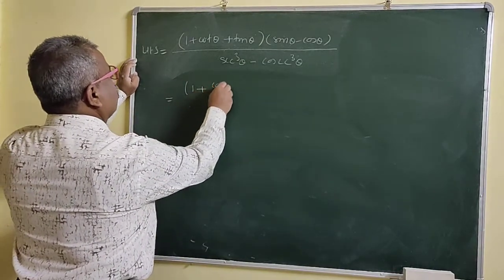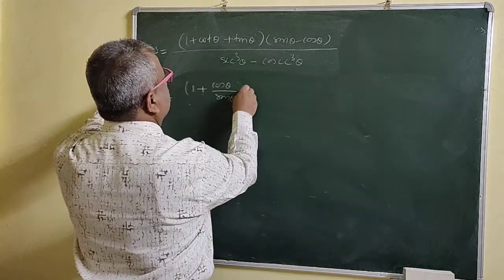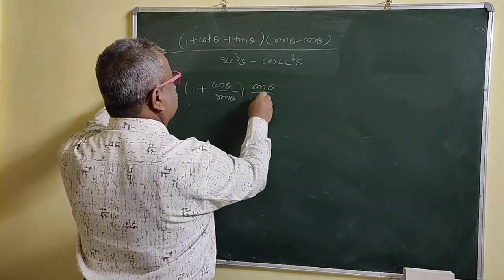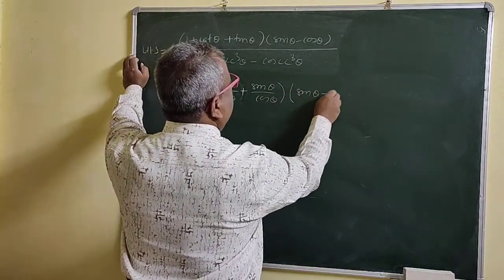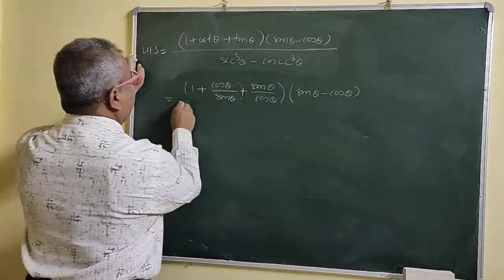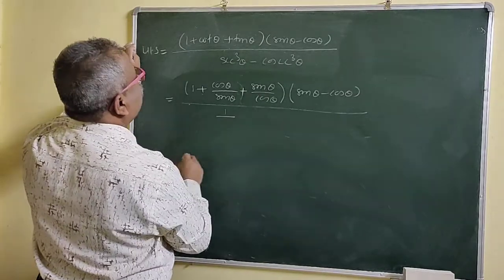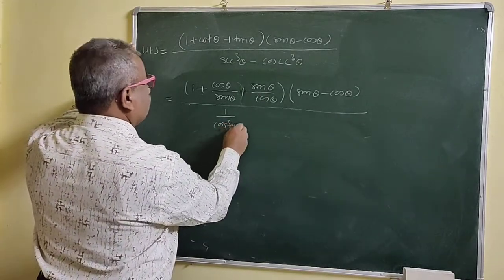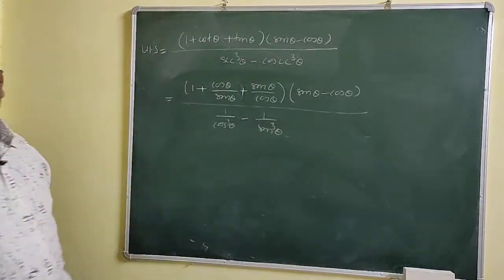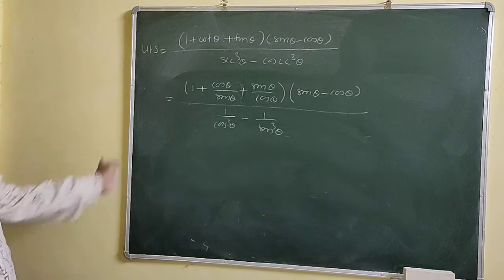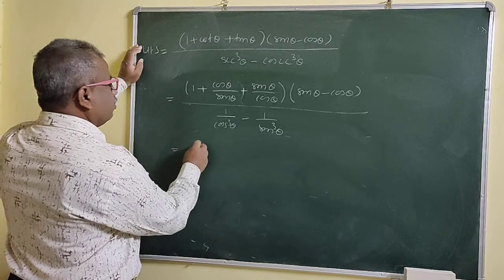1 plus cos theta upon sin theta plus sin theta upon cos theta, upon cos theta into sin theta minus cos theta upon sec cube theta. Sec cube theta means what? 1 upon cos cube theta minus cosec cube theta, which means 1 upon sin cube theta. Okay. So we'll do the addition of the numerator and denominator also. So what do we get?